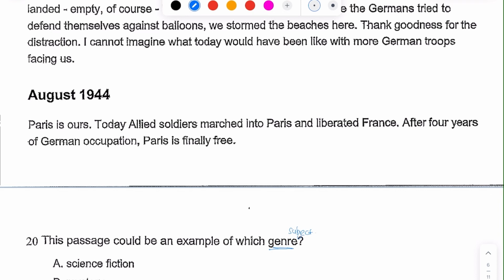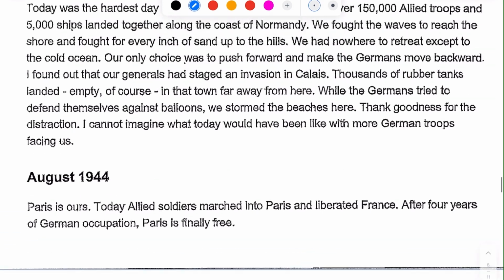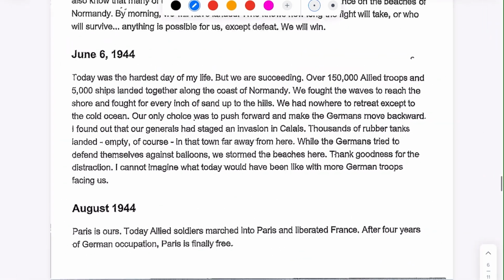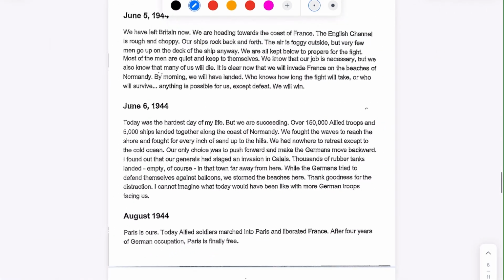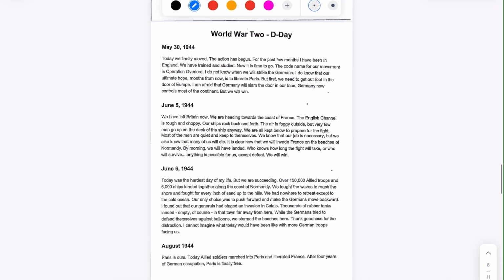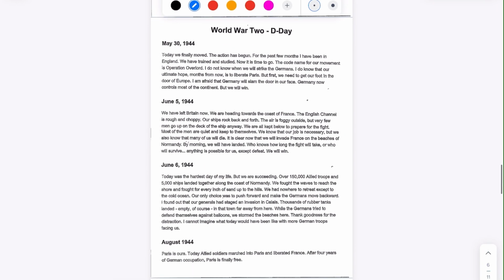In the last entry, August 1944: Paris is ours. Today, Allied soldiers marched into Paris and liberated France. After 40 years of German occupation, Paris is finally free. So here we have the perspective of a soldier who is in this operation, this military operation to free Paris and France from German control.